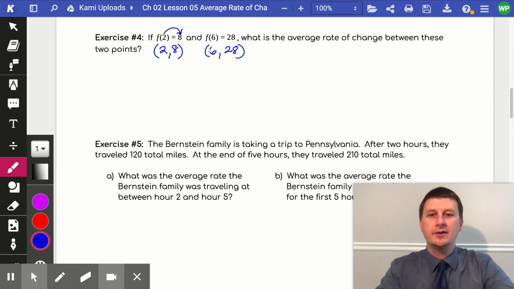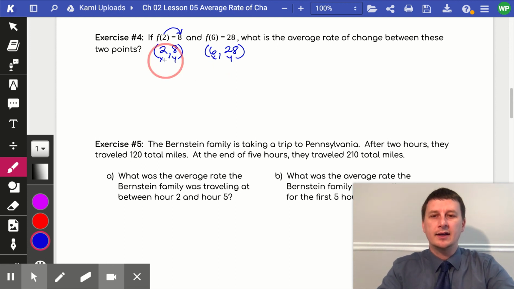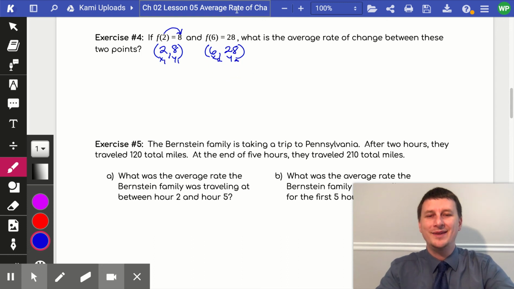Inside those parentheses is my x value, my output is my y value, so I have my x-y pair here and my x-y pair here, and I like to just number these as x sub 1, y sub 1, and x sub 2, y sub 2 to help me out when I find my average rate of change.